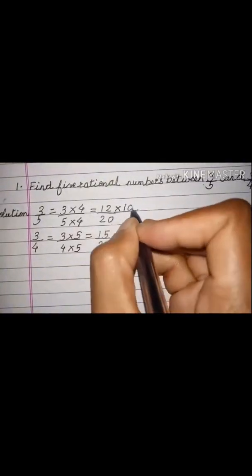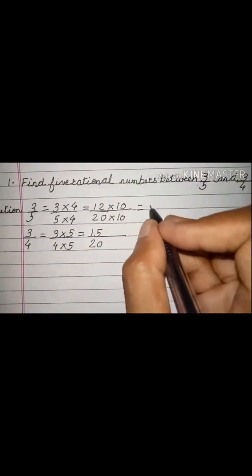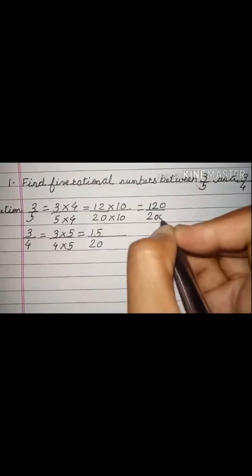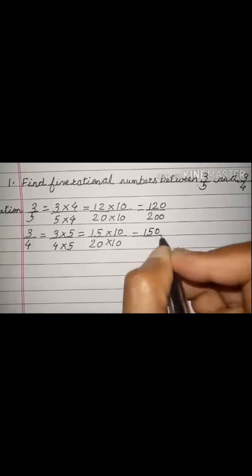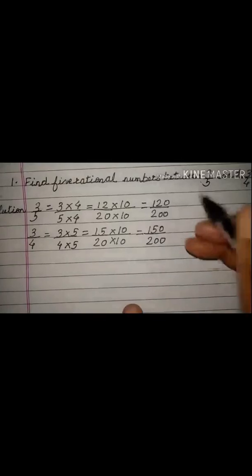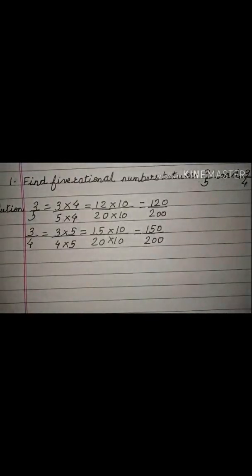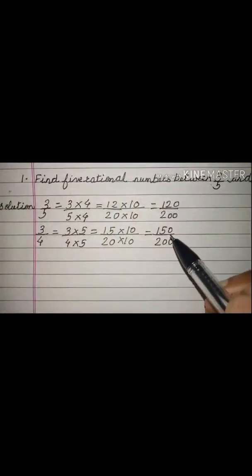So what I will do here, children, is make it big by multiplying the numerator and denominator by 10. So I will write here 120 by 200, and I will also multiply here, so this will be 150 by 200. Now look at the numerator of both the numbers. This is 120 and this is 150. Now you know that so many integers are there between 120 and 150. You can choose any of them. Put 200 as the denominator and the rational number is ready for you. Only thing is it should be between 120 and 150.